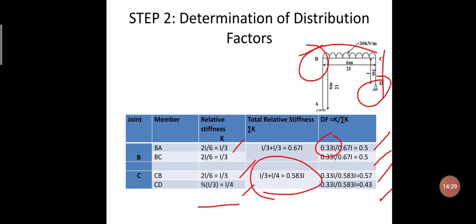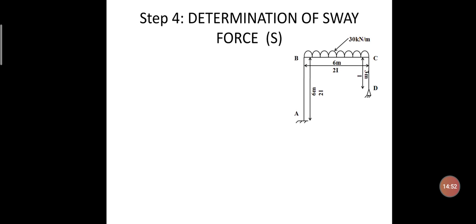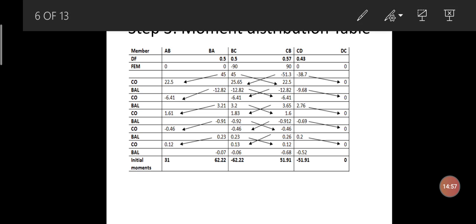The next step is the calculation of moments by using the moment distribution table. Here we can observe that the members are AB, BA, BC, CB, CD and DC, wherein the distribution factors are only for two joints with members BA, BC, CB, CD. So for BA and BC it is 0.5 and 0.5. For CB and CD it is 0.57 and 0.43.